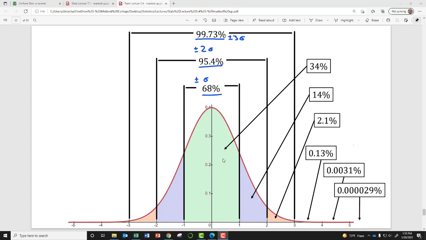So 34% of the area under the curve would be 0.34, right? Because the total area under the curve is 1. 14% would be 0.14 here in this little lilac colored region. And then this orange slice, that would be 0.021 area in that orange slice. And then again, plus or minus 1 standard deviation away from the mean in this entire green region represents 0.68.